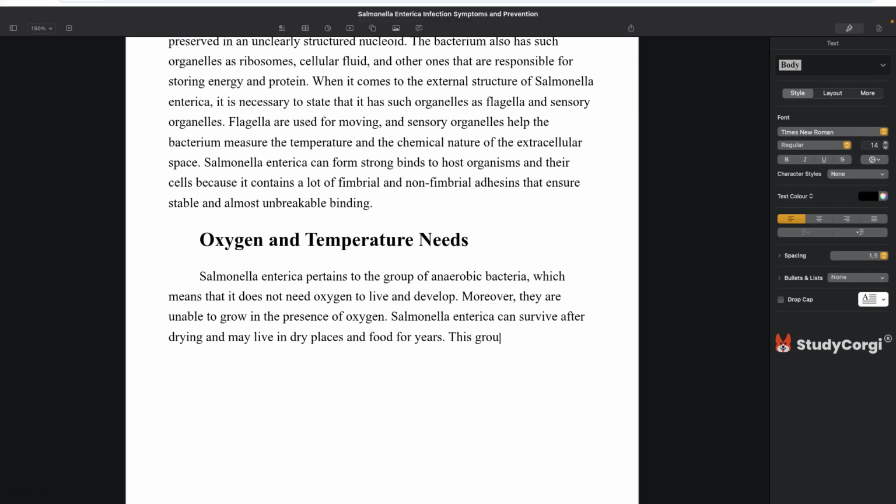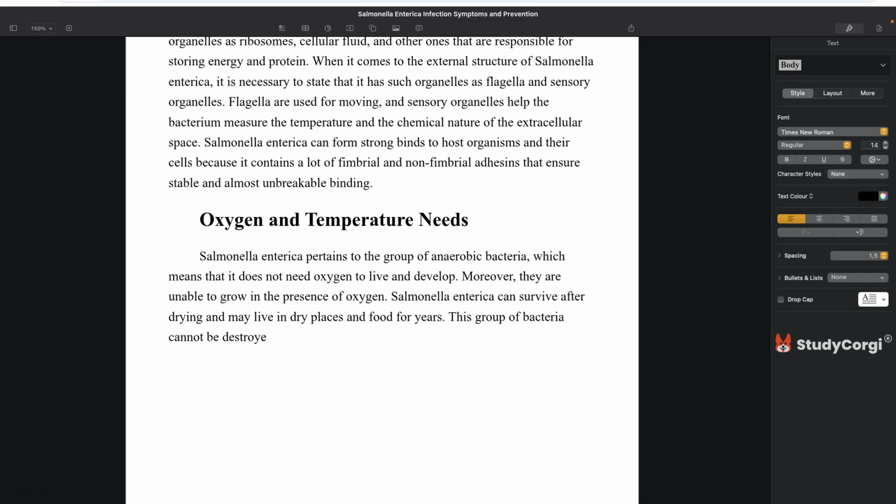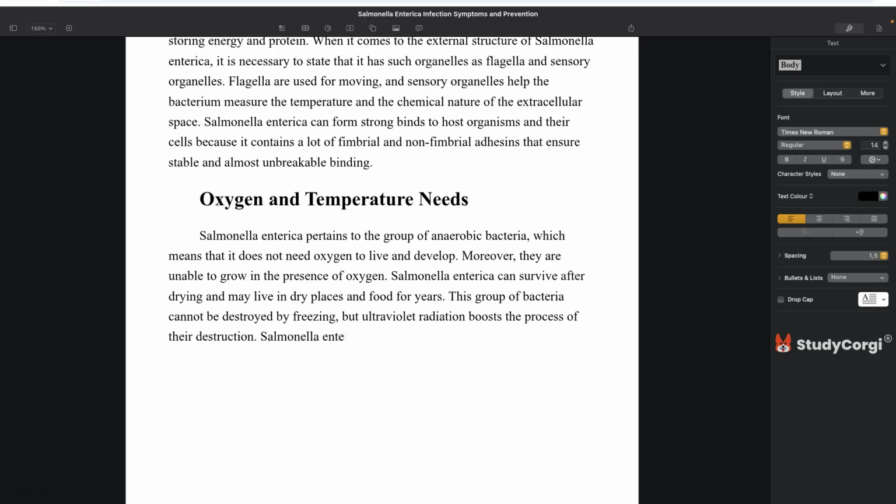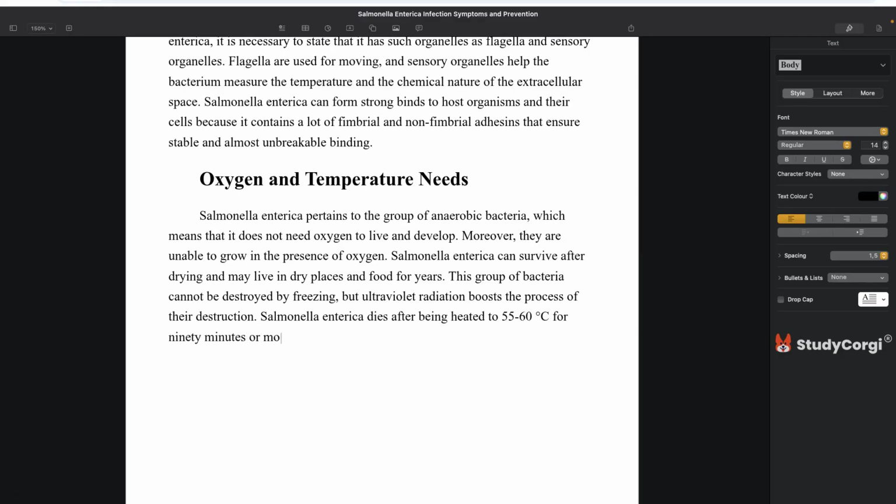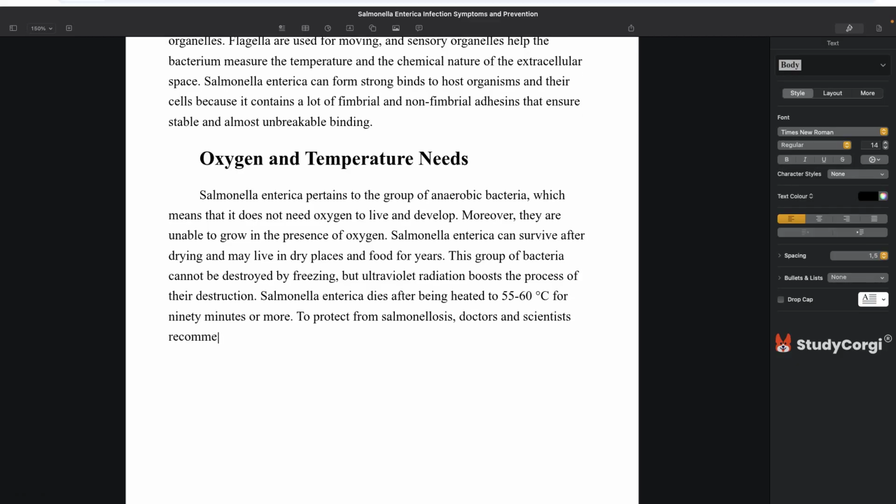This group of bacteria cannot be destroyed by freezing, but ultraviolet radiation boosts the process of their destruction. Salmonella enterica dies after being heated to 55 to 60 degrees Celsius for 90 minutes or more. To protect from salmonellosis, doctors and scientists recommend heating and boiling food to at least 75 degrees Celsius.